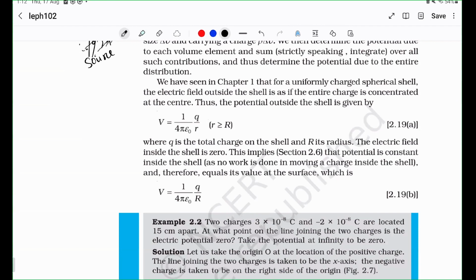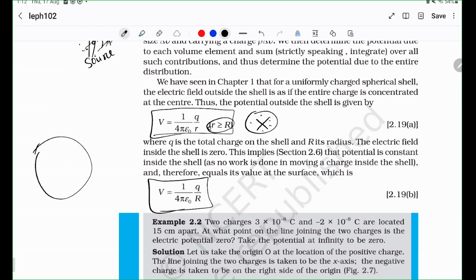Okay, so the potential due to a uniformly charged shell is Q by 4 pi epsilon naught R, for R greater than or equal to the radius of the shell. It's an important formula to keep in mind. Whereas inside the shell, it's simply constant.